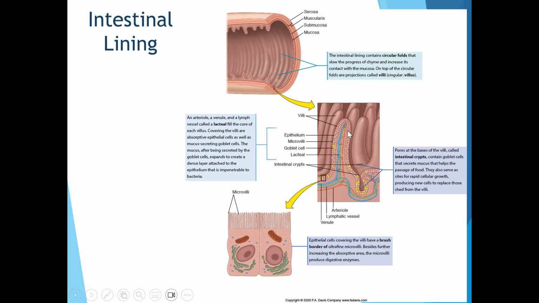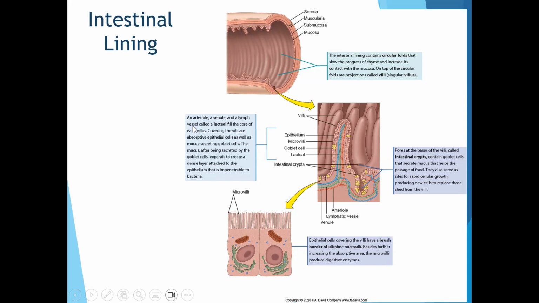So this is a super zoomed in portion. These villi are little projections. There are pores at the base of these villi known as intestinal crypts, and they contain goblet cells. These goblet cells secrete mucus, which helps with the passage of food. They also have ridiculously rapid growth. Our villi cells are shed relatively quickly. So at the base, these intestinal crypts are constantly producing new cells that can replace these shedding cells.